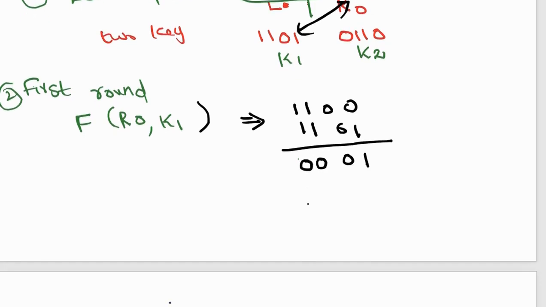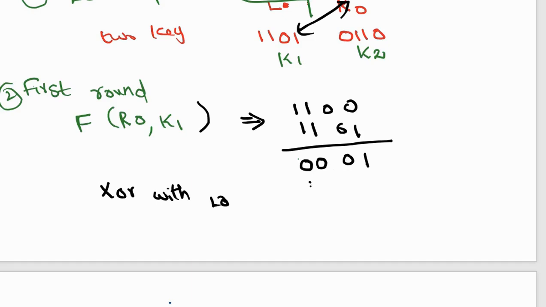Okay, so we have applied the first round function. Now we are going to XOR with L0. So the first half is XORed with L0. That means this is the output we got from the function, and we are going to apply L0 here.